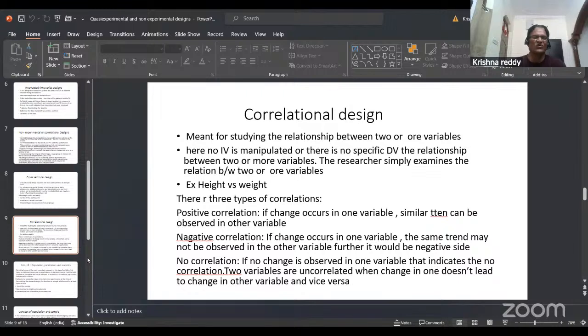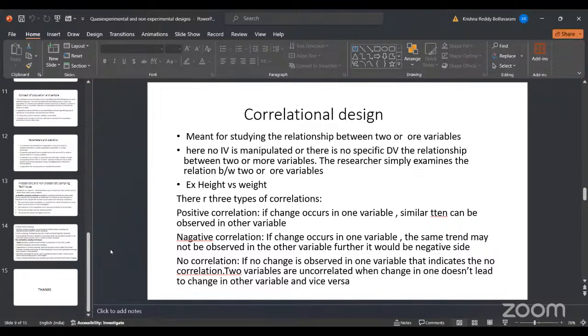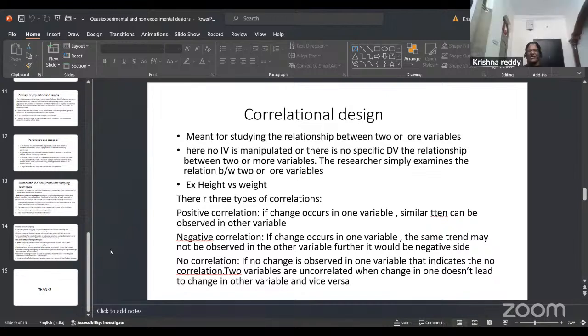You can also test this kind of thing. Teachers will have seen this: they are very good in mathematics, but those students are not very good in English. Such examples are many, isn't it? The fellow who got first rank in mathematics may not get the same rank in English too. So for that purpose, we can use this correlational design.